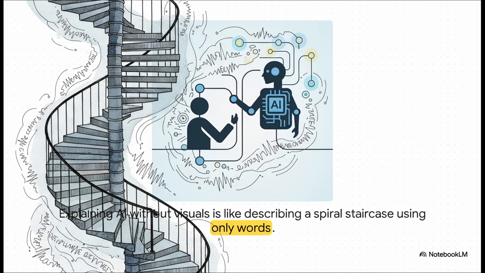This is the perfect way to think about it. Trying to explain AI without pictures is exactly like trying to describe a spiral staircase over the phone. You could say all the right things, right? It curves as it goes up, or the steps pivot around a central pole, but the person you're talking to is just going to get completely lost. That's what it feels like for your team when we only use text to explain AI.